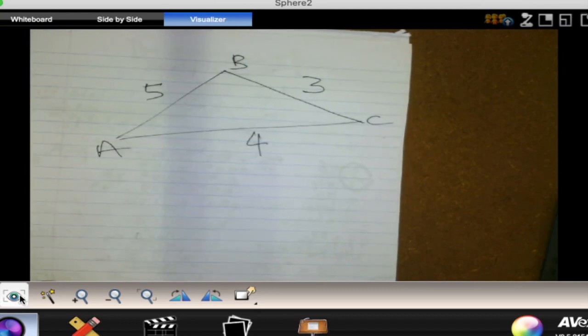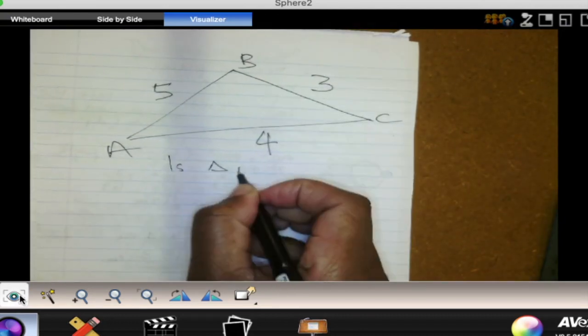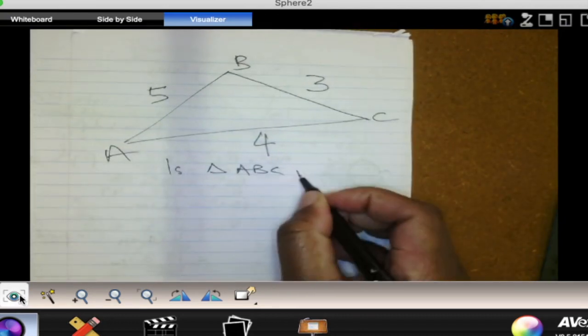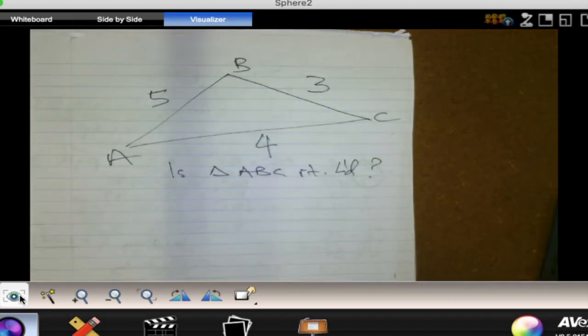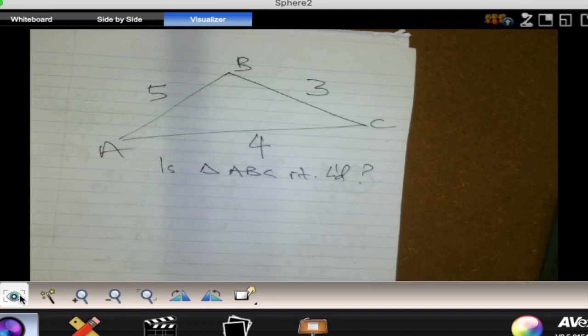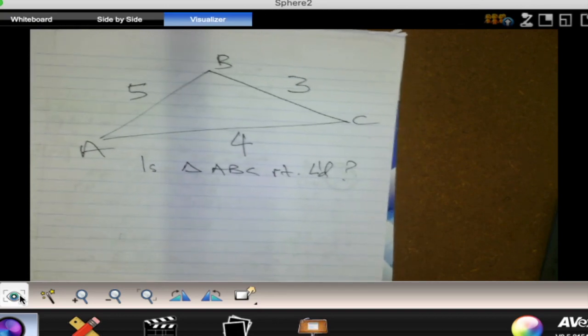Here is triangle ABC. I want us to check whether this is a right-angled triangle. Is triangle ABC right-angled? And we are going to use the converse of the theorem of Pythagoras.